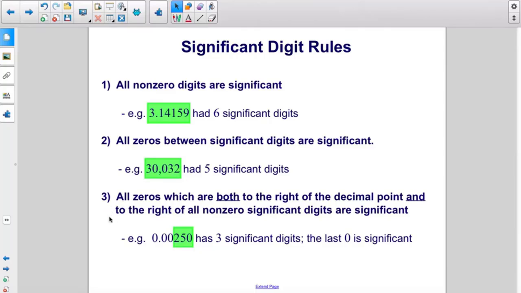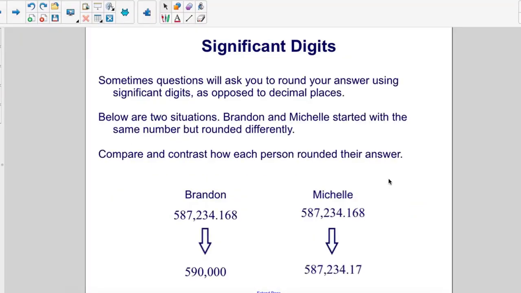Rule number 3. All zeros which are both to the right of the decimal point and to the right of all non-zero significant digits are significant. 0.00250 has 3 significant digits. The last zero is significant. These first zeros are not, because this zero is to the right of the decimal point and it's also to the right of the non-zero significant digits.